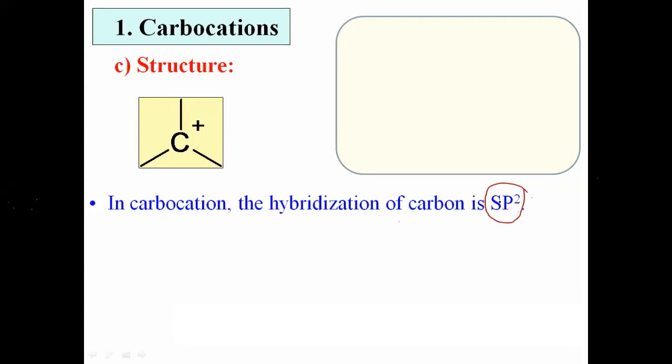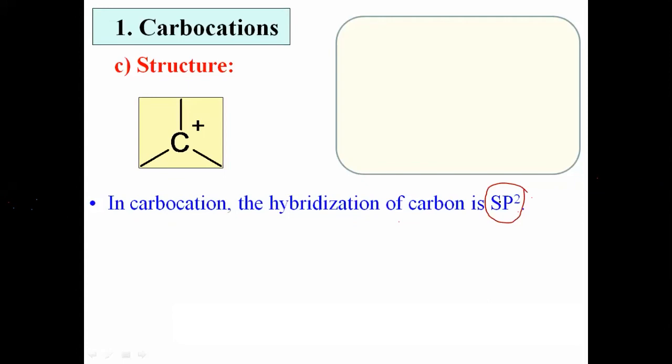How does sp2 hybridization occur? One s orbital and two p orbitals mix up and recast, and there is formation of 3 sp2 hybrid orbitals. That means one s and two p orbitals undergo mixing and recasting, and from that 3 new orbitals are formed, which we call sp2 hybrid orbitals. Now in carbocation, the hybridization of the central carbon is sp2, meaning there are 3 hybrid orbitals.